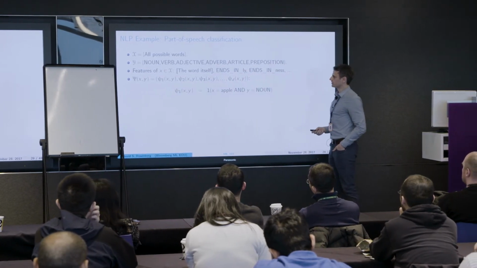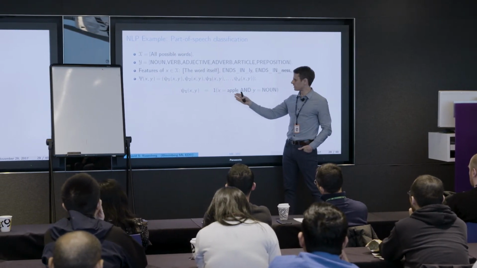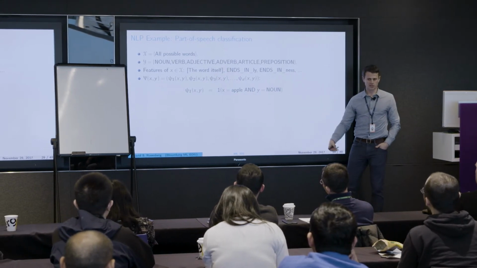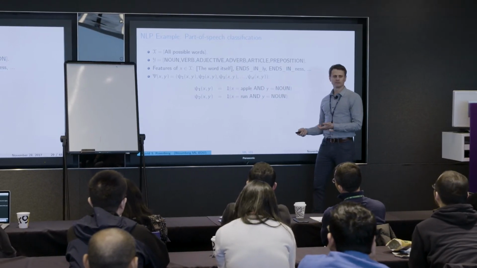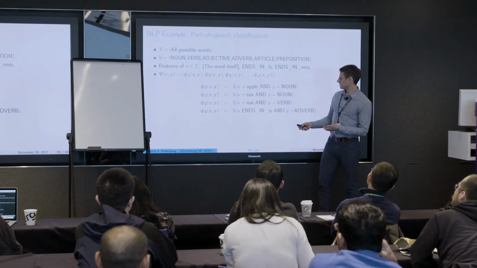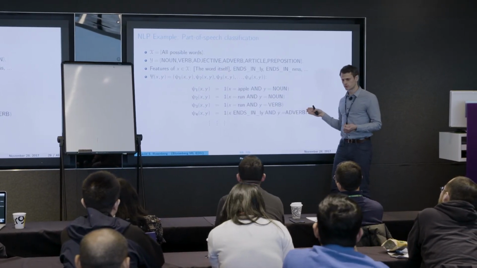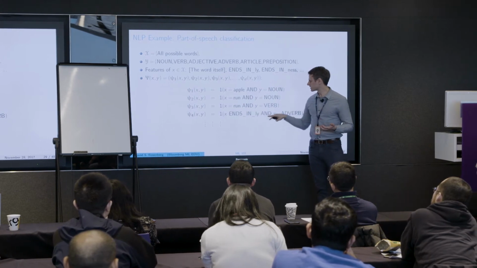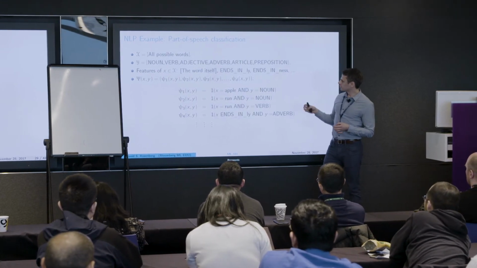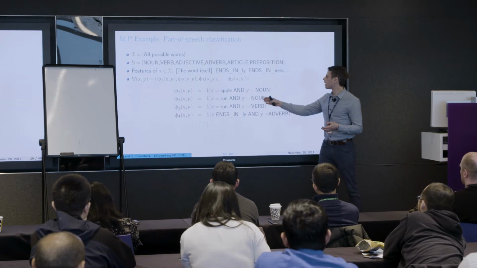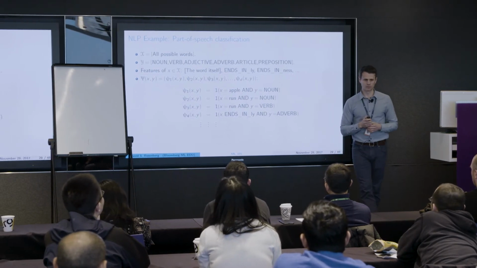So what would that look like? So here's a feature. It's a function of X and Y. So indicator, X is apple and Y is noun. All right? So that's a feature of an XY pair. X is run and Y is noun. Let's see, what else do I have? X ends in ly and Y is adverb. So each of these features is some function of the input X and the output Y. Clear? I could have also put in Y is noun or verb, or something like that. Just arbitrary functions of X and Y here.